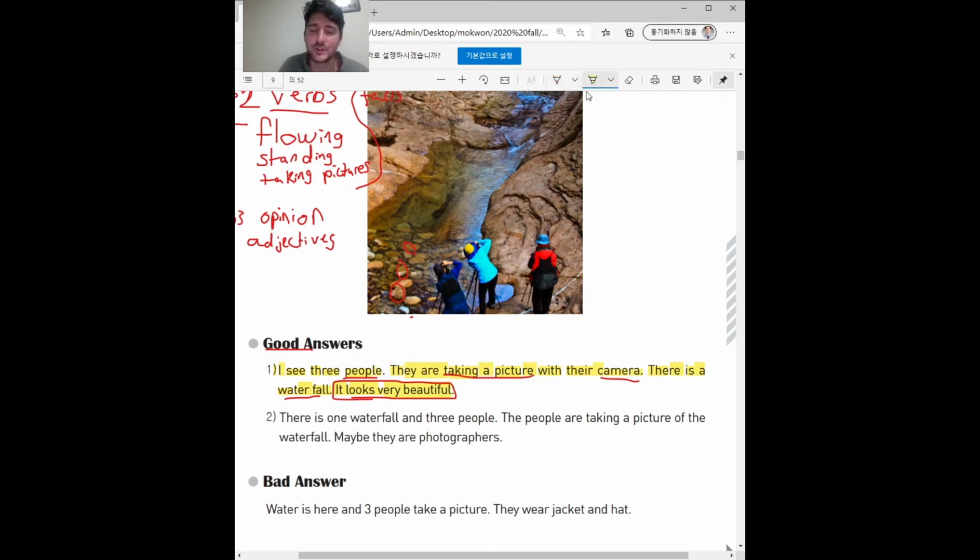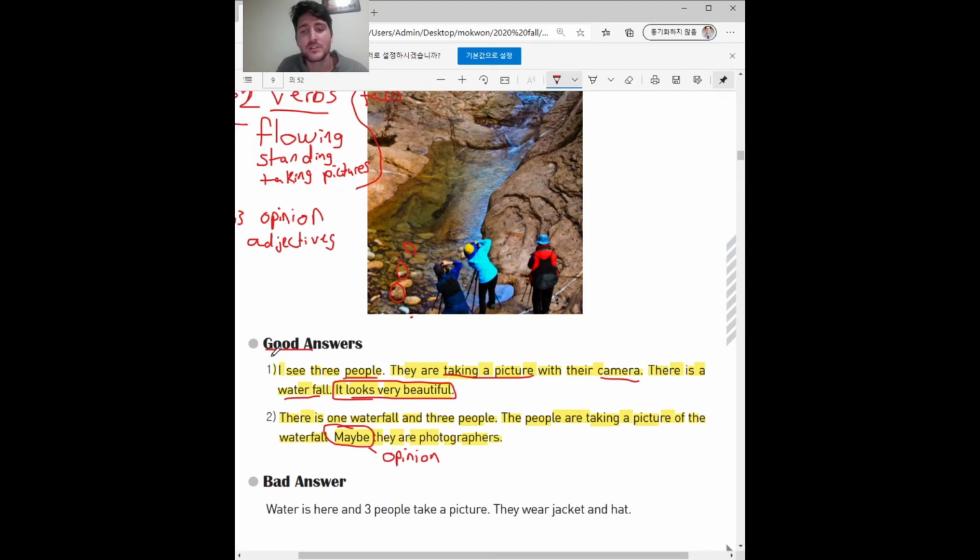Let's try number 2. Number 2 is not bad. There is 1 waterfall and 3 people. Nouns. For verbs, the people are taking a picture of the waterfall. Maybe they are photographers. Maybe, right? Words like maybe, perhaps, this is also a very good opinion word. Because we don't know 100%, right? We don't know for sure. Just maybe. Maybe they are photographers.